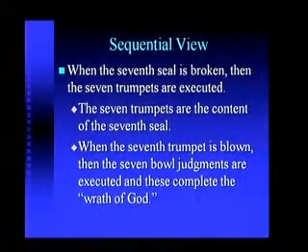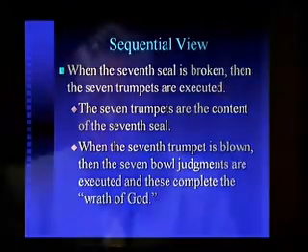Now, when the 7th seal is broken, we see then the 7 trumpets are executed. The 7 trumpets are the content of the 7th seal. When the 7th trumpet is blown, then we see in the text 7 bowl judgments are executed, and it says, in these, the wrath of God is finished. The wrath of God is completed.